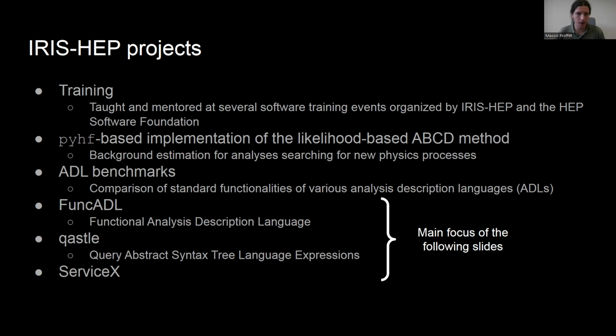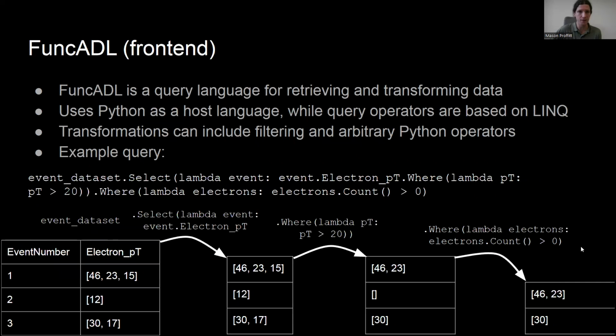And I have helped organize the ADL benchmarks index. So this is analysis description language functionality benchmarks, which provide a comparison of standard functionalities of various analysis description languages, or ADLs. And then the last three projects on this list will be the main focus of the following slides. So there's FuncADL, or the Functional Analysis Description Language, QASTLE, or the Query Abstract Syntax Tree Language Expressions, and ServiceX. Like I said, I'll go into more detail on these.